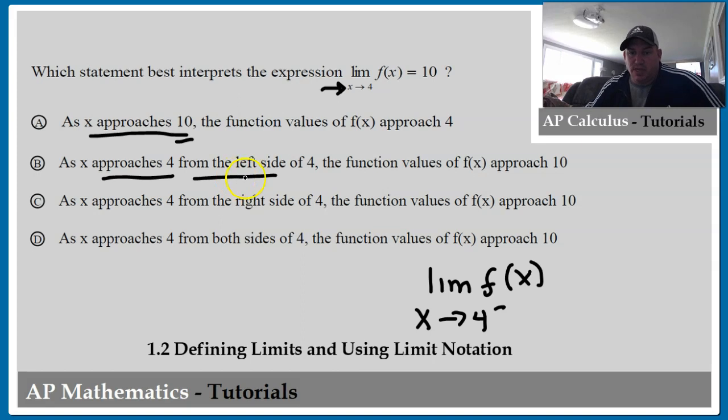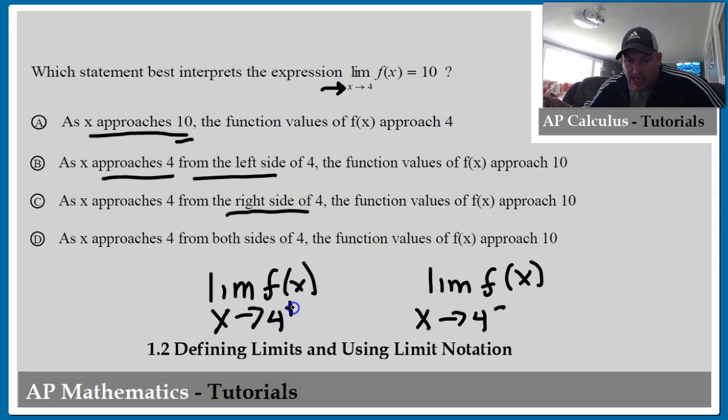this expression. Part C looks very similar to part B, as x approaches 4 from the right-hand side of 4. Well, if we were looking for the right-hand side of 4, the problem would read limit of f of x as x approaches 4 from the right-hand side, we'd see a little plus sign. But again, since we don't have a sign on either side, minus or plus, on that 4, it's also not the right-hand side.